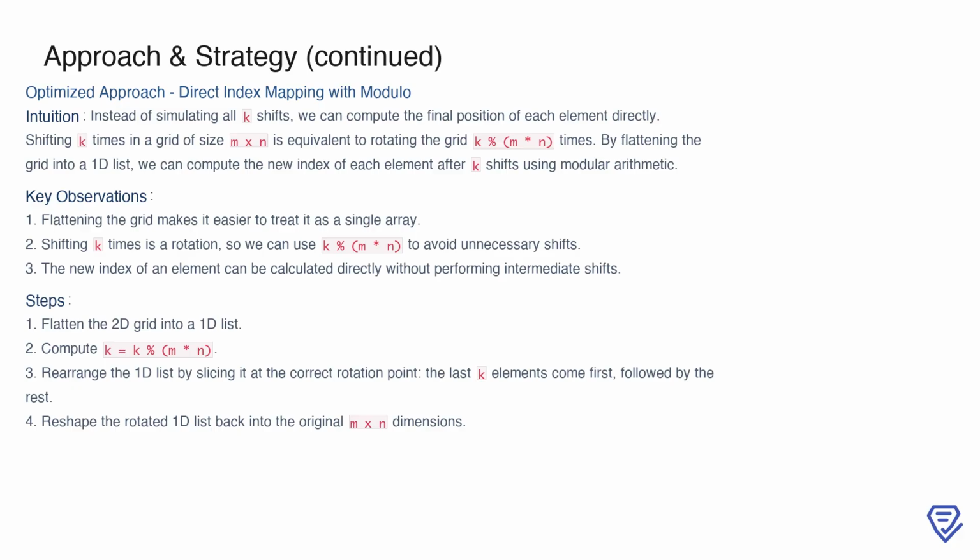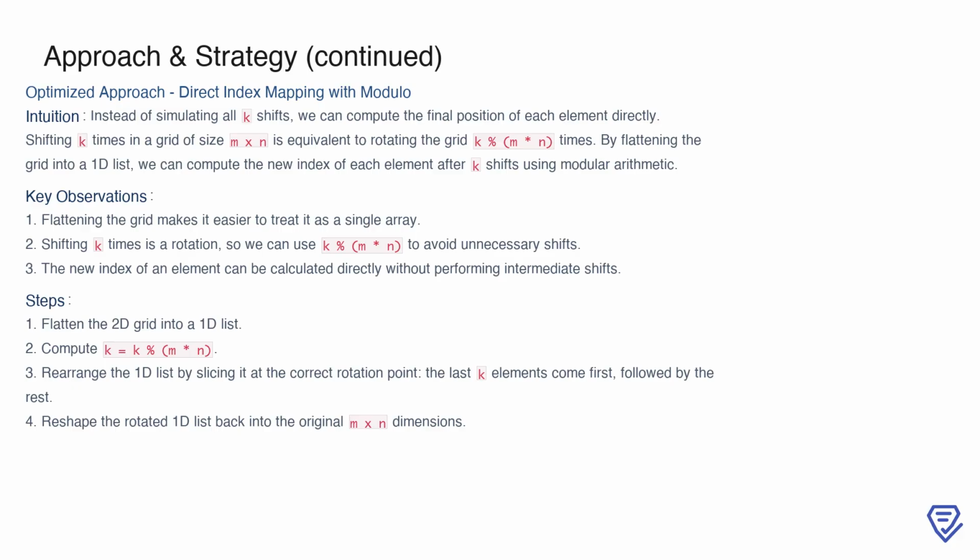rotating the grid k modulo m*n times. By flattening the grid into a 1D list, the problem becomes simpler, it's just a matter of rotating the list. The new position of each element can be calculated using modular arithmetic, avoiding unnecessary intermediate steps.